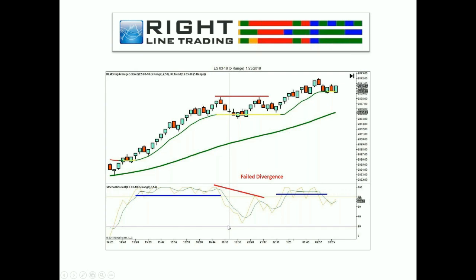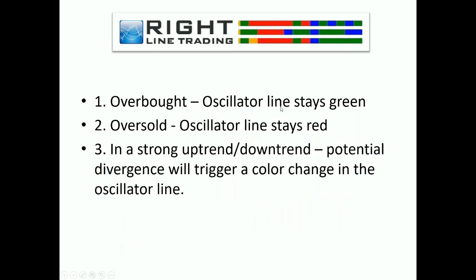In between the 20 and the 80 line, the color it's going to project depends upon whether or not the stochastic line is above or below the signal line. When it's below, it's red. When it crosses above, it's green. Above, always green. Below, always red. And you are going to see stochastic divergence. Like I say, we have it programmed in, but I pretty much ignore it. And we're going to show it to you. So when it's overbought, the oscillator line stays green. Oversold, the oscillator line stays red. Now, when you see a strong uptrend or strong downtrend, potential divergence is going to trigger a color change.